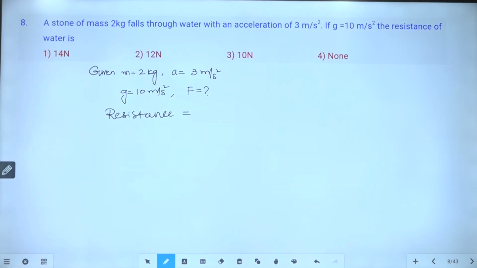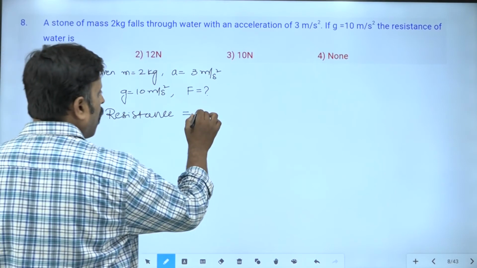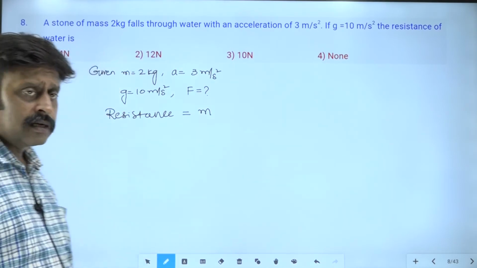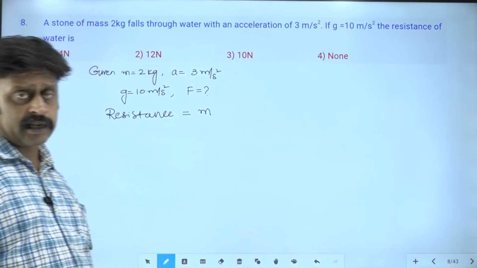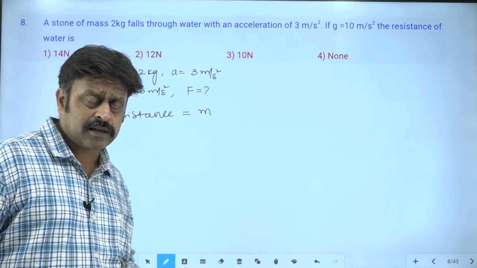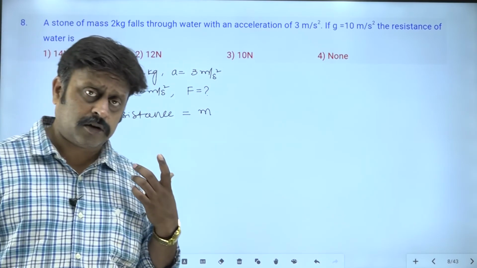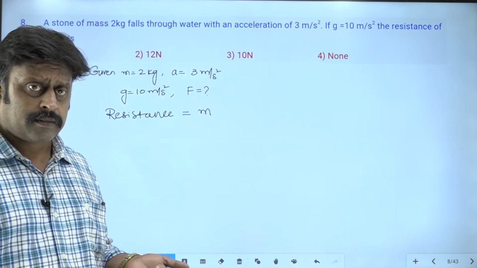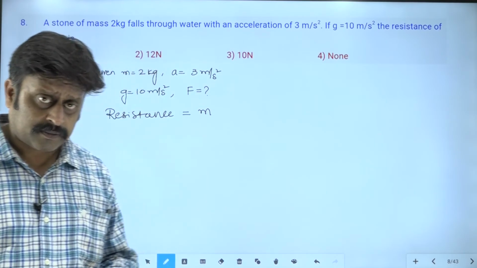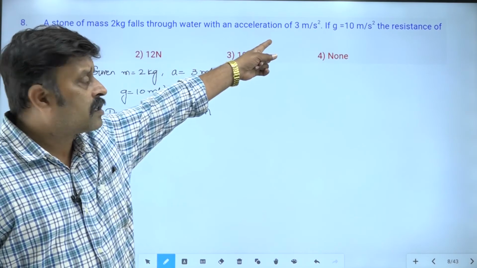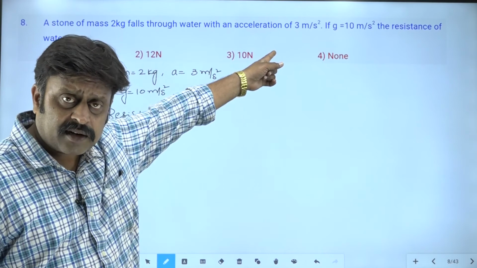Resistance is also a force. Force we know is M into A, but in this case acceleration is the net acceleration that we have to take. Net acceleration means we have to consider both the acceleration of the stone and the acceleration of water. Here the acceleration of the stone is only 3 meter per second square.